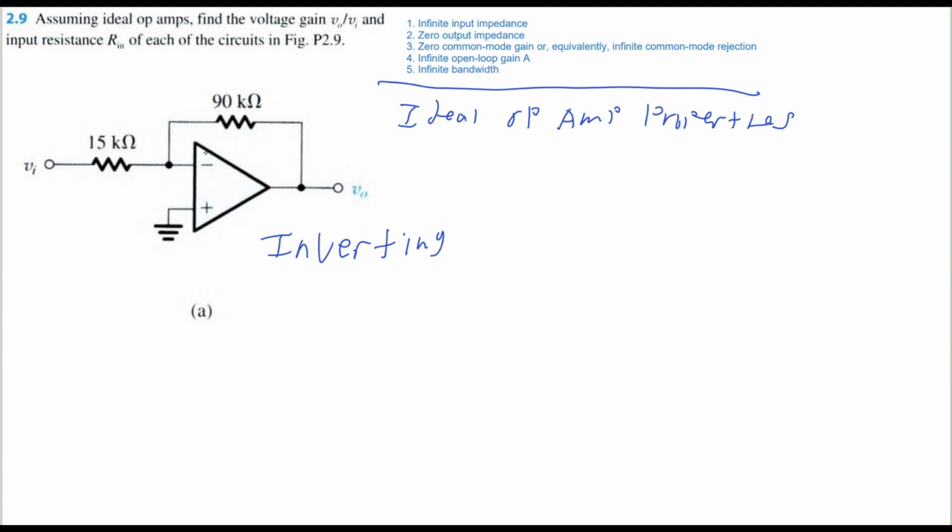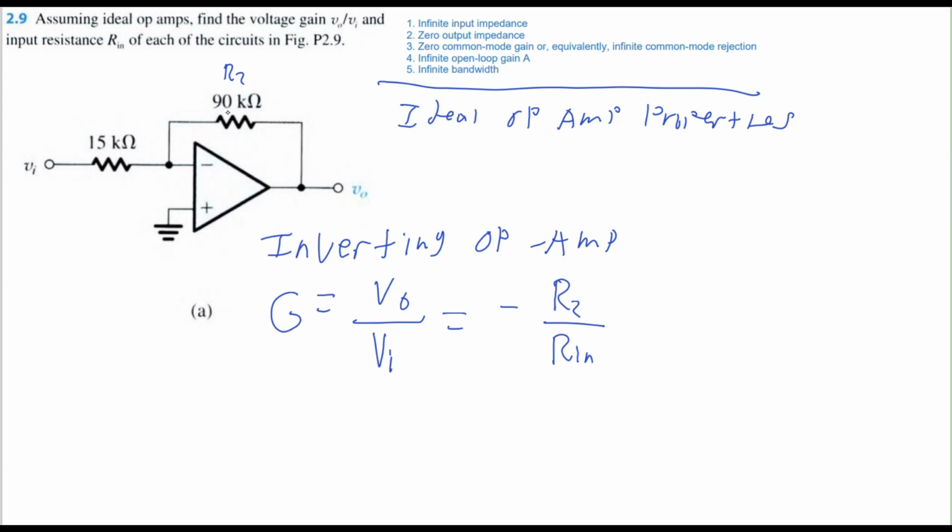Again, because the voltage is entering the negative terminal, we can define the gain G to be equal to the output voltage divided by the input voltage, or the negative of R2 divided by Rin, where R2 is just this resistor here, connecting between the negative terminal and the output terminal. Sometimes people will also call this Rout. So Rout divided by Rin.